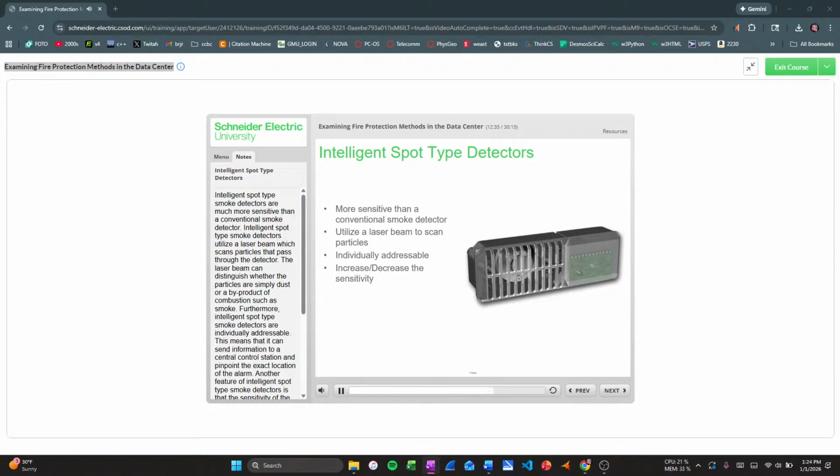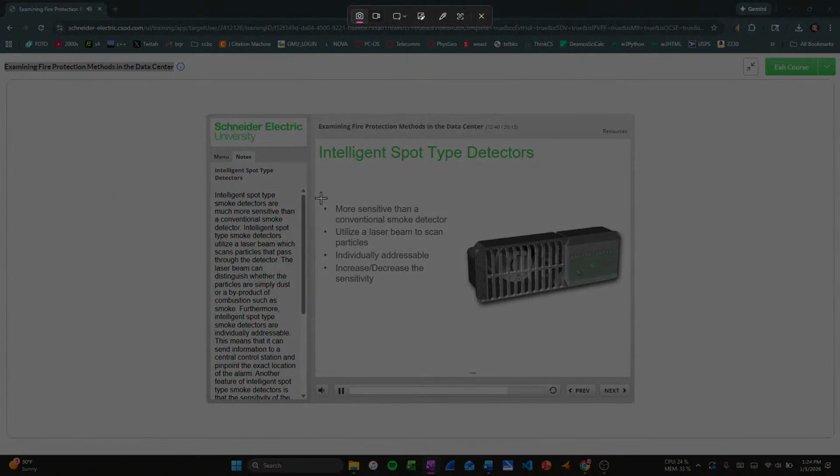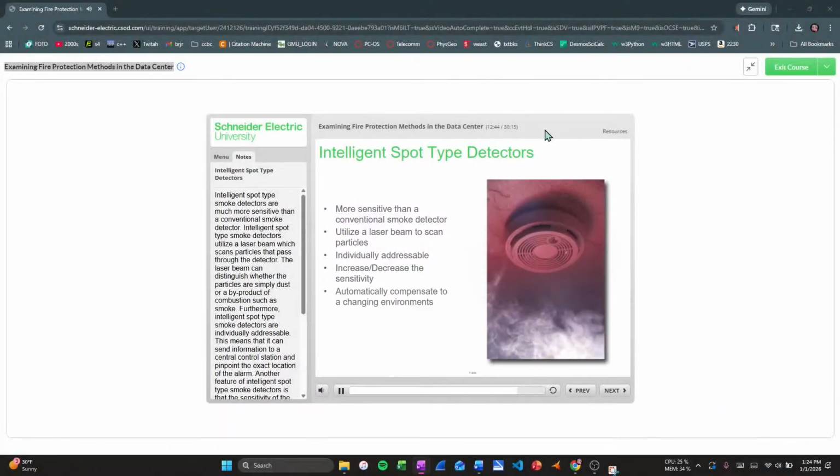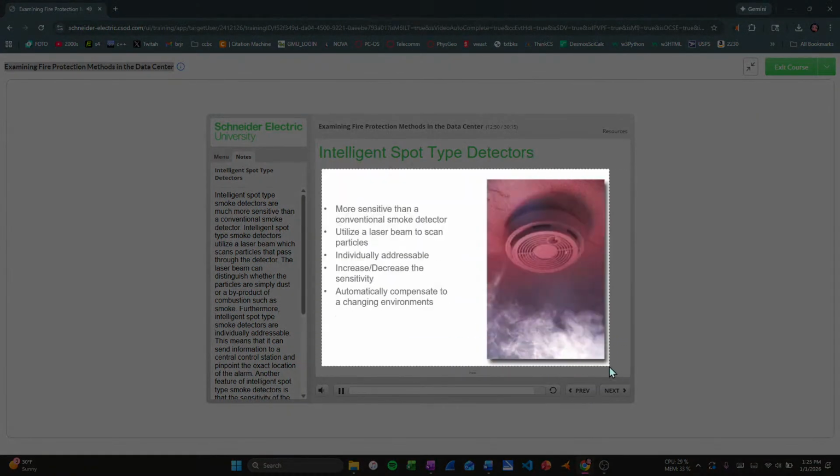For example, when workers leave an area, the sensitivity can be increased. The intelligent spot-type smoke detectors can also compensate to a changing environment due to environmental factors such as humidity or dirt accumulation, and minimize the likelihood of false alarms.